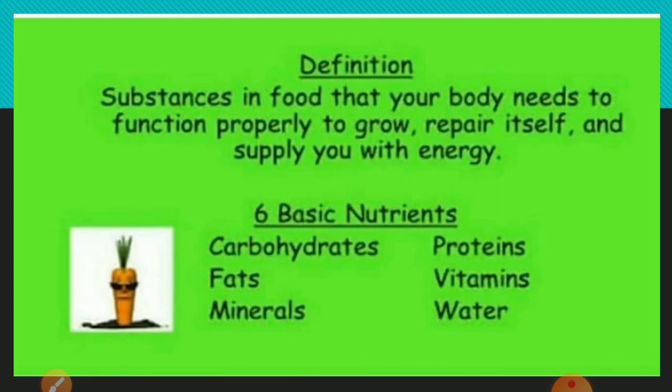The term nutrition, as I told you, is derived from nutrient. So what is a nutrient? A nutrient is any substance obtained by an organism from its surroundings and used as a source of energy for the survival and maintenance of life. The 6 basic nutrients are carbohydrates, fats, minerals, proteins, vitamins, and water.